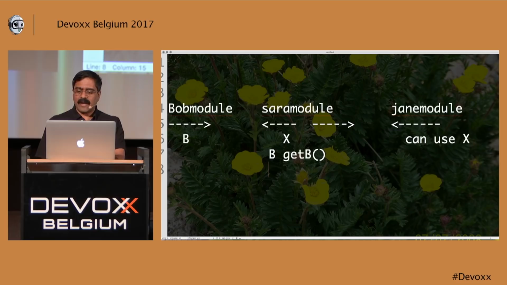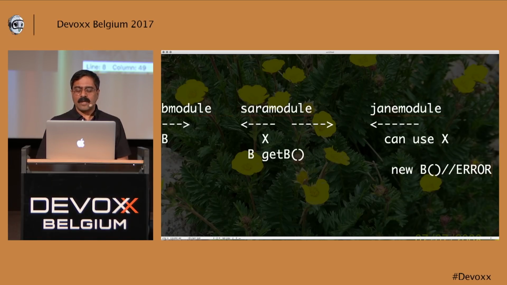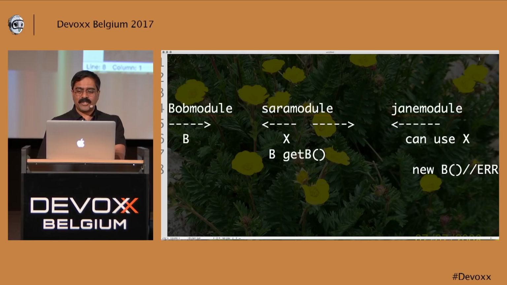Now, at this point, independent of anything, nothing to do with X, if I say new B, this is an error, right? Why is this an error? Because Jane did not shake hands with Bob. So you cannot get Bob's class because you don't require it. So you cannot do this.